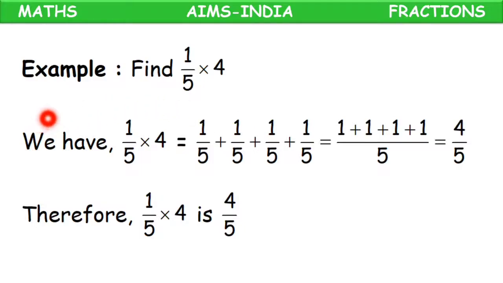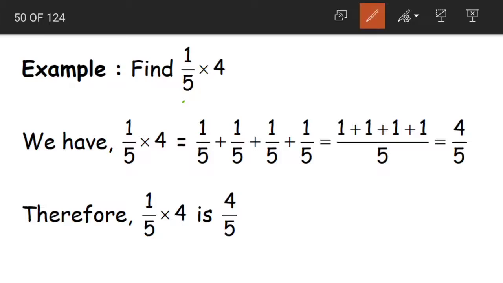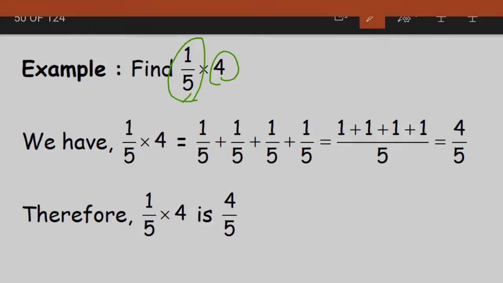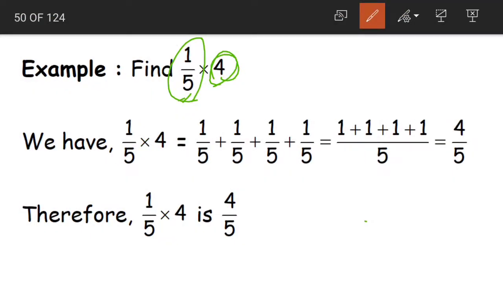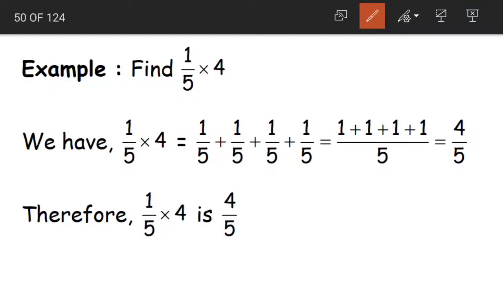Now if we take another example, find 1 by 5 into 4. What does this mean? There are 4 1 by 5's. Yes, in many word problems we have done. Suppose rupees 50 into 4. What does that mean? We have taken 4 objects whose cost is 50 rupees each. In the same way, 1 by 5 into 4 means we are having 4 1 by 5's.